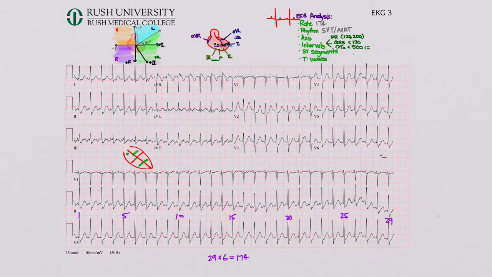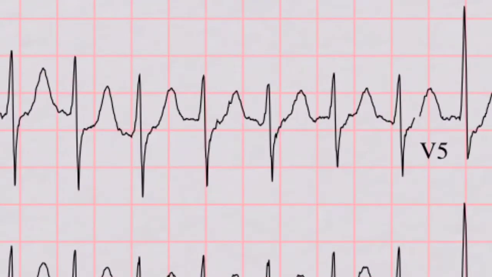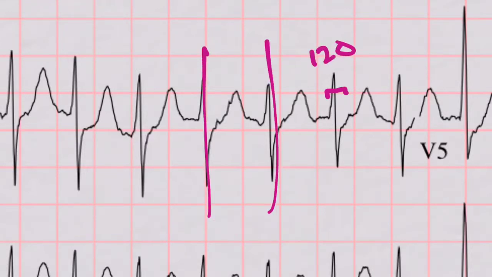Let's look at the axis. F is positive and 1 is positive, so we're in this normal quadrant here. Then let's next do our intervals, and there is no PR that we can really see. Our QRS looks pretty good. I think it's about 3 boxes again, so we'll say 120. And if we do our bisection method here for the QTc, I think we're okay here too.